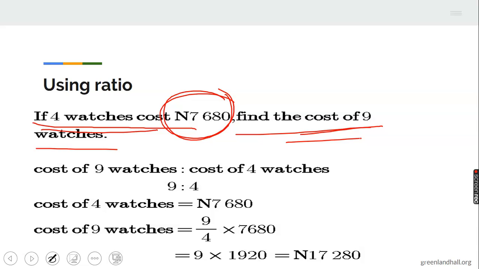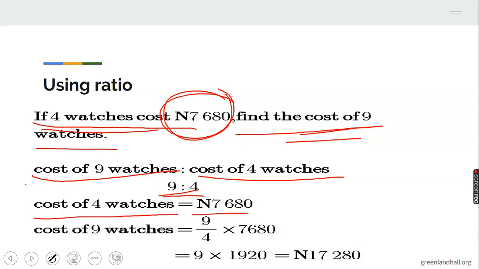Now look at it: 4 watches cost 7,680, how much will 9 watches cost? From the statement, the ratio of the cost of 9 watches to the cost of 4 watches is 4:9. From the first statement, we know that the cost of 4 watches equals 7,680. Now what will be the cost of 9 watches?